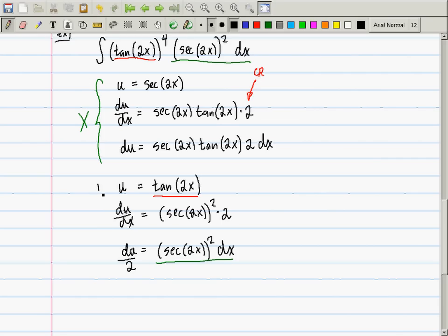Okay, so if we do that, then this becomes the antiderivative of u to the 4 multiplied by du over 2. And so now, is this one of the antiderivatives you know? Yes, so I'll just leave it and leave the rest to your imagination. Okay, so any question about this example?